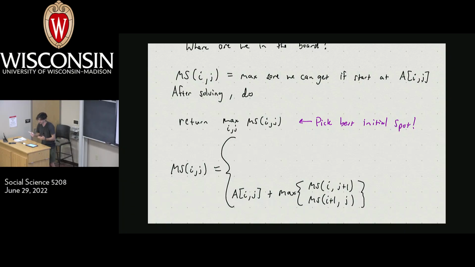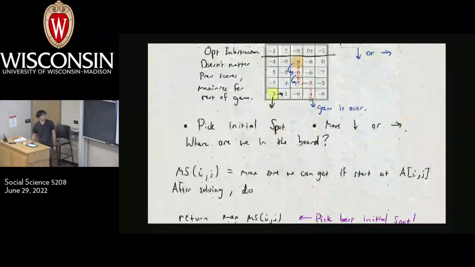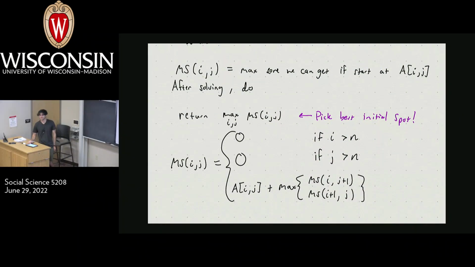So now we have to think about the base cases. One base case is if we fall off the bottom of the board. So that's when i is greater than n. If i is greater than n, what's the total score of the empty board? 0. If we fall off the right side of the board, that means j was greater than n, and again we get 0. So that's the entire thing. Solving this whole game, just this tiny little recurrence.